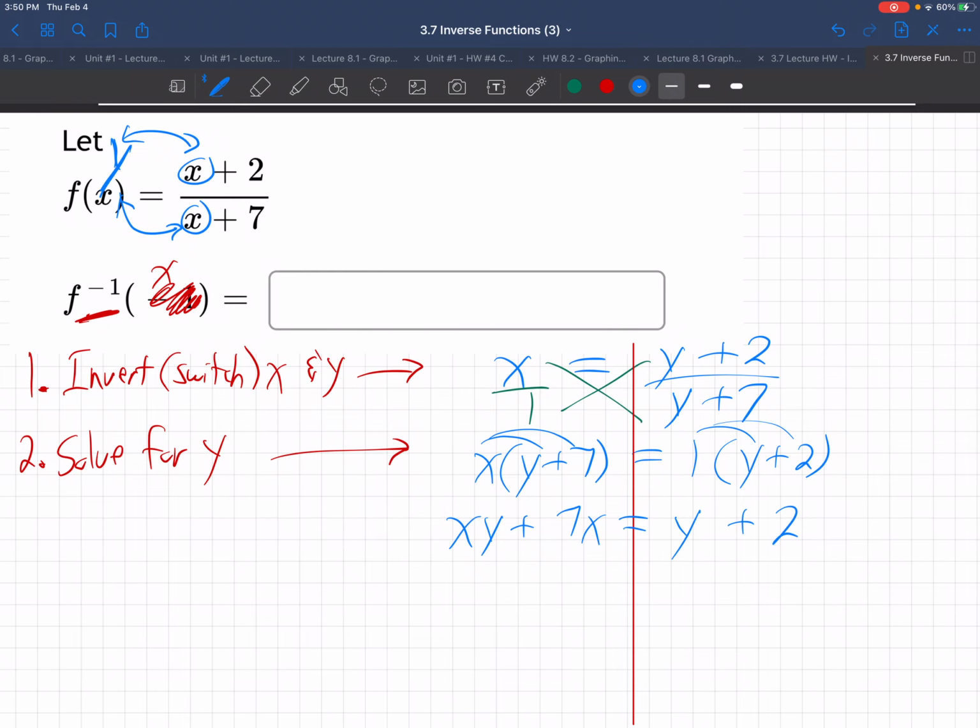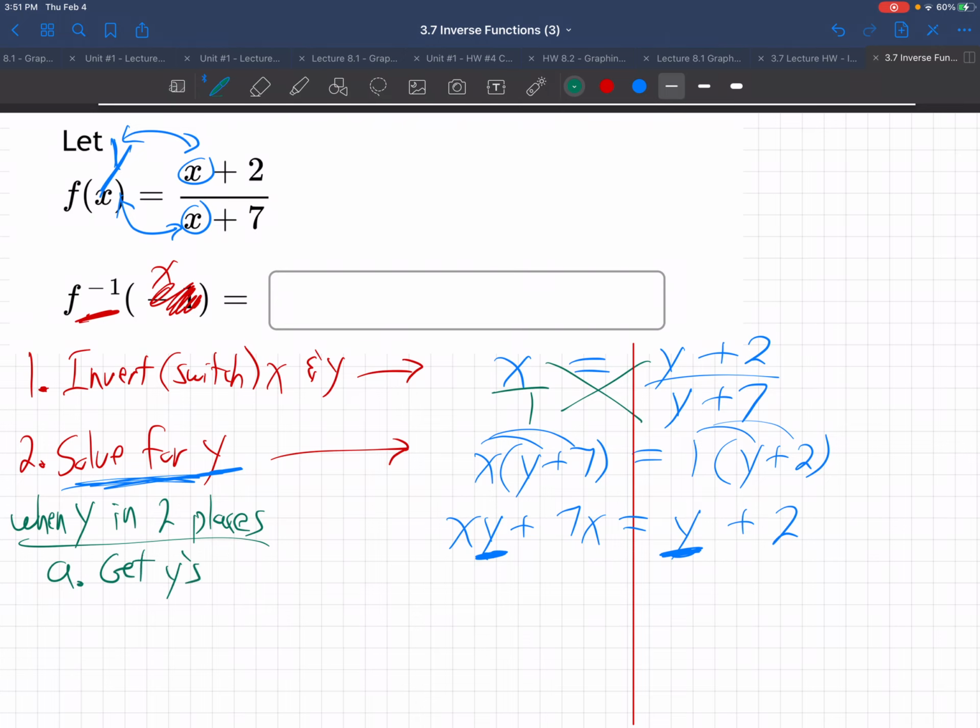That's great. Now it's kind of confusing. You've got to keep focused on y. See, here's y, and here's y. We're trying to solve for y, and y is in two places. So let me give some instructions. When y is in two places, A, get the y's on the same side. So first off, get the y's on the same side.